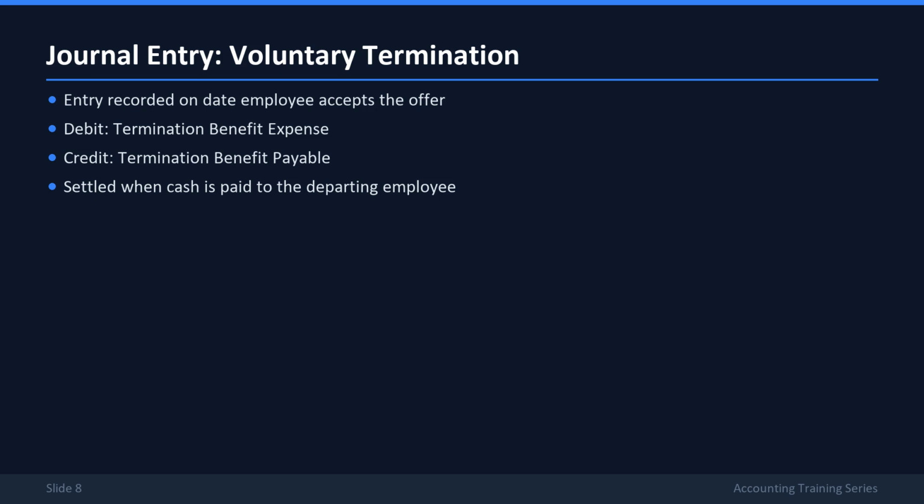When an employee accepts a voluntary termination offer, the journal entry is straightforward. Debit termination benefit expense and credit termination benefit payable for the amount of the agreed severance. This entry is recorded on the date of acceptance, not when the offer was initially announced. The liability remains on the balance sheet until the cash is paid to the departing employee, at which point the entry is debit termination benefit payable, and credit cash. If the amount is uncertain at acceptance, accrue the best estimate, and adjust when the final amount is determined.